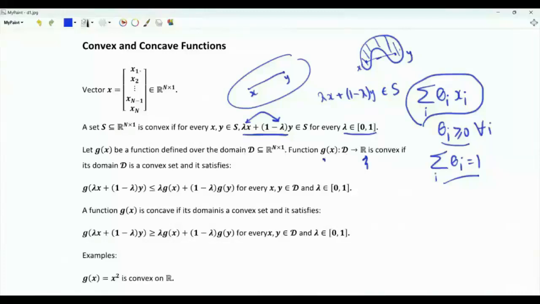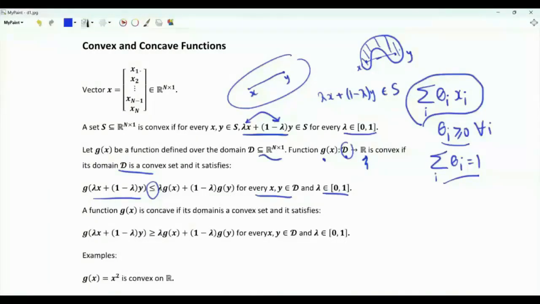Consider a real-valued function g with a domain that is a subset of R^n. This function is convex if the domain is a convex set. Moreover, the function should satisfy the following functional inequality for every lambda in 0 and 1, and for every x and y in the domain of the function: g of lambda x plus 1 minus lambda y is less than or equal to lambda g of x plus 1 minus lambda g of y.